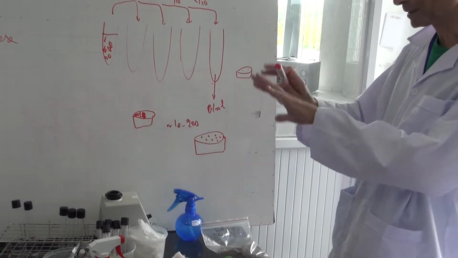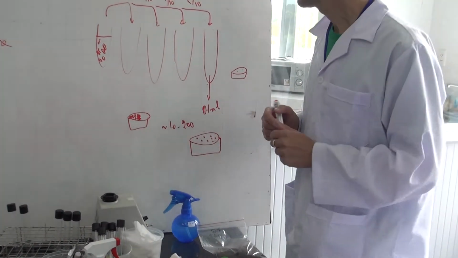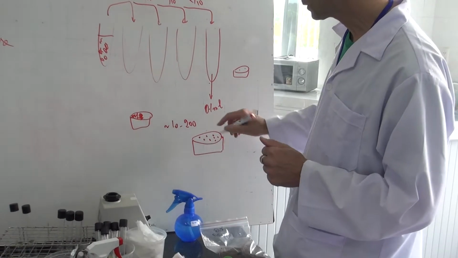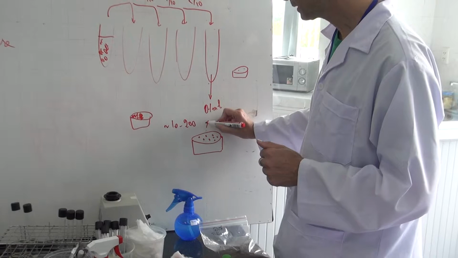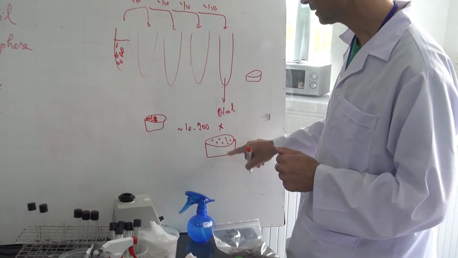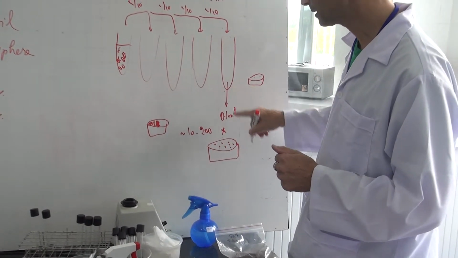So they have to be well separated. Okay? So let's say that we have here X colonies growing in this medium, from this dilution.